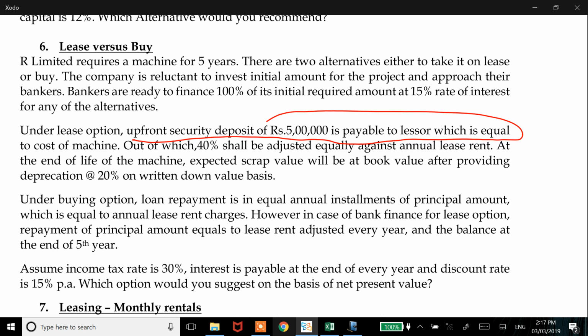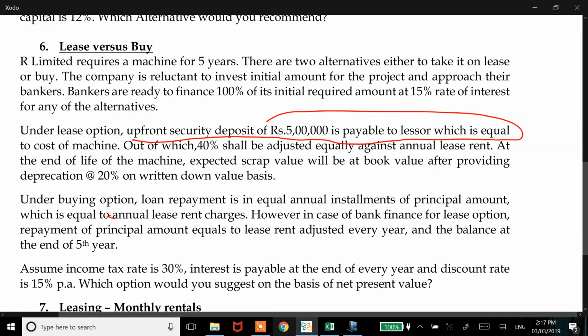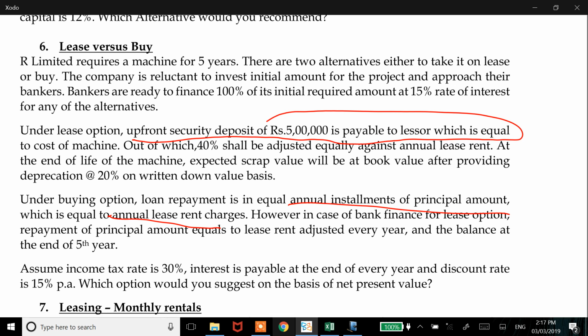Under the buying option, loan repayment is in equal annual installments of principal amount, which is equal to the annual lease rent charge. So they're saying lease rent and annual principal are the same. In case of bank finance for the lease option, repayment of principal amount equals the lease rent adjusted every year, and the balance at the end of 5th year.